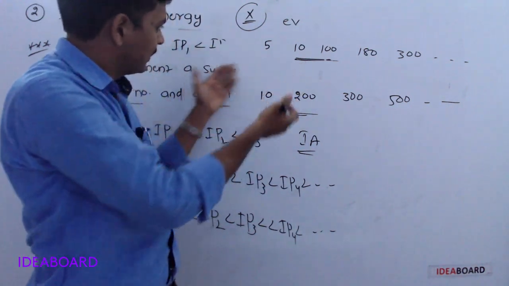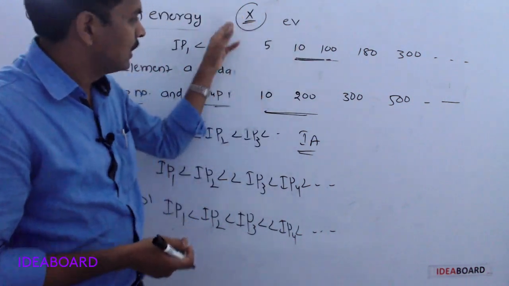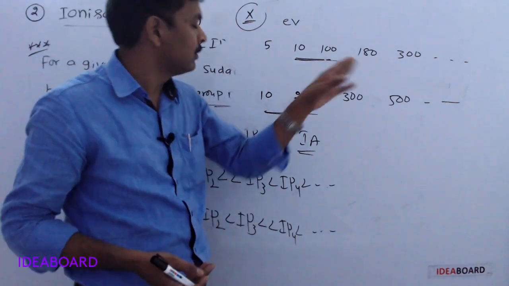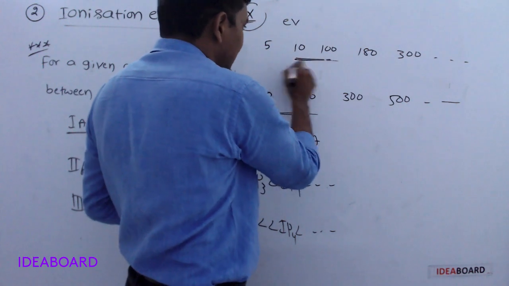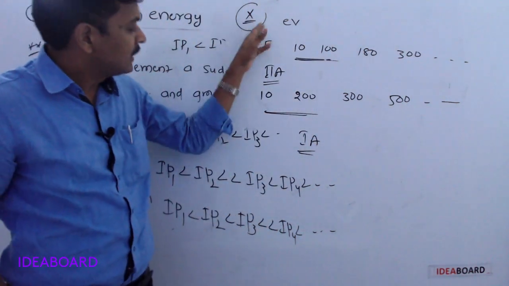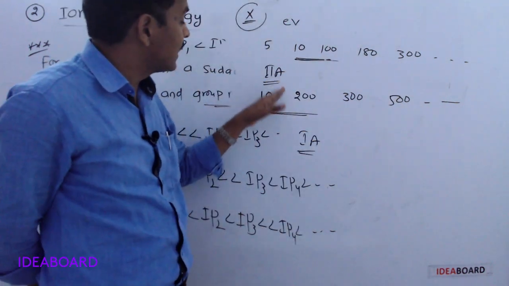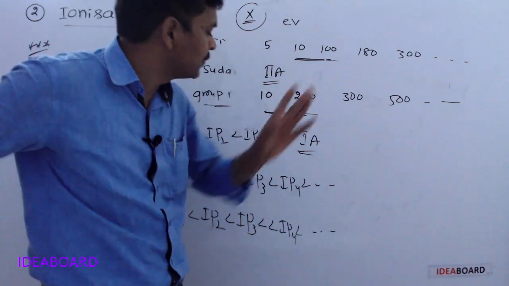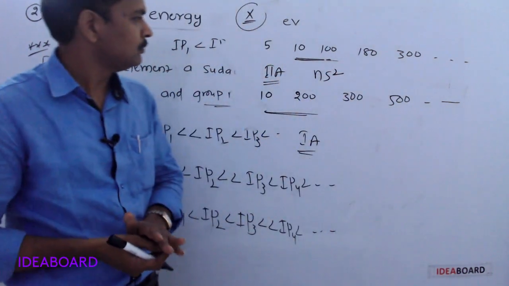Based on this, we can ask different types of questions. For a given element X, successive IP values are given. X belongs to which group in the periodic table? For this configuration, it belongs to second A group. What is the valence orbital electronic configuration of that X? X belongs to second A group, so its valence orbital electronic configuration is ns2.